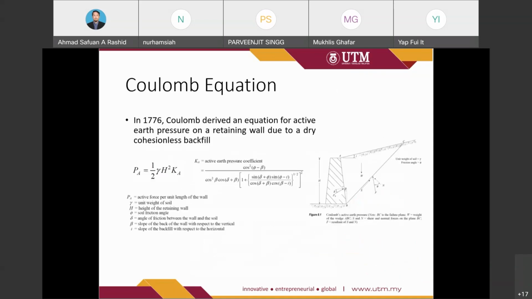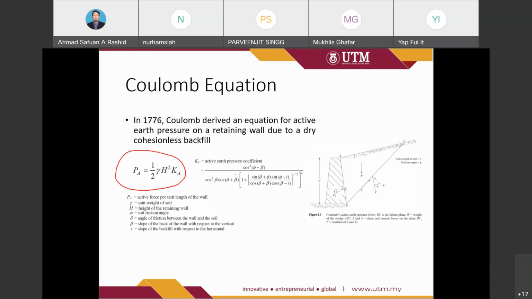In 1976, Coulomb derived an equation for active earth pressure on a retaining wall due to a dry cohesionless backfill. So this is the formula that we have discussed, based on a single layer of soil. So the Ka we may determine by using this formula.